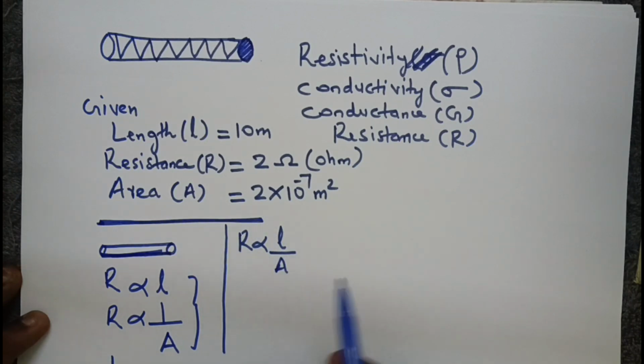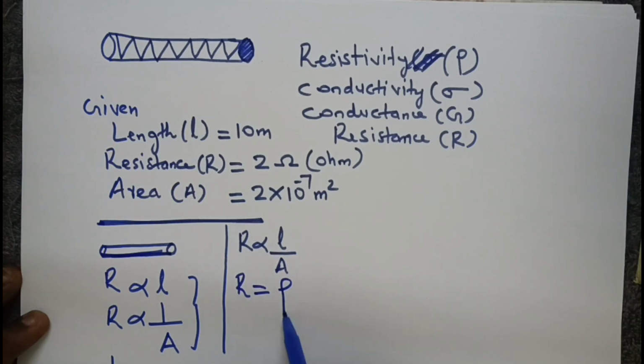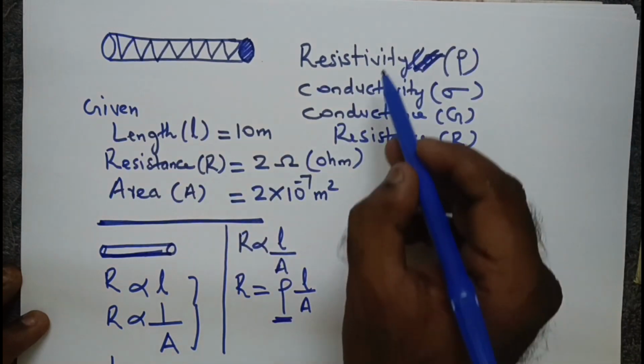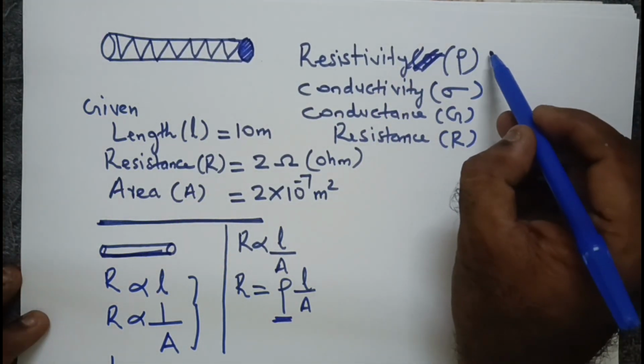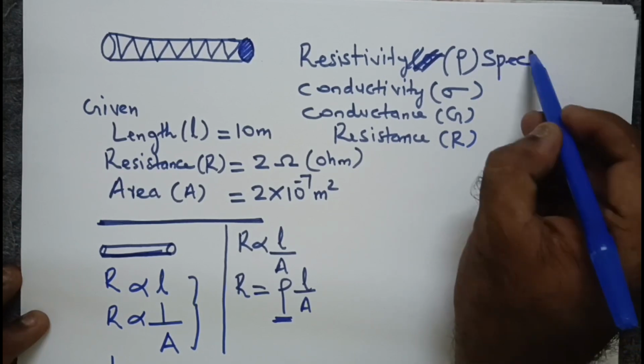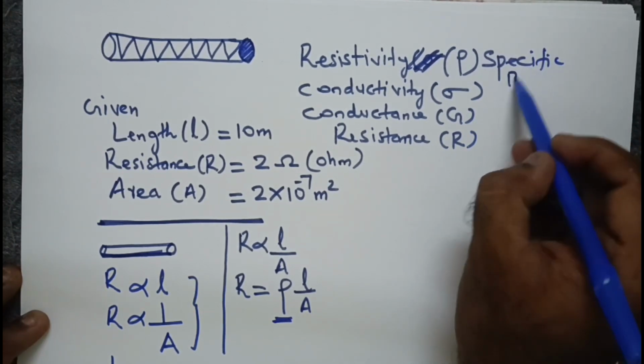See, this proportionality can be made into an equation. For that we can use a constant here. R is equal to rho into L by A. This rho is called resistivity. Another term for resistivity is specific resistance. Okay, specific resistance.